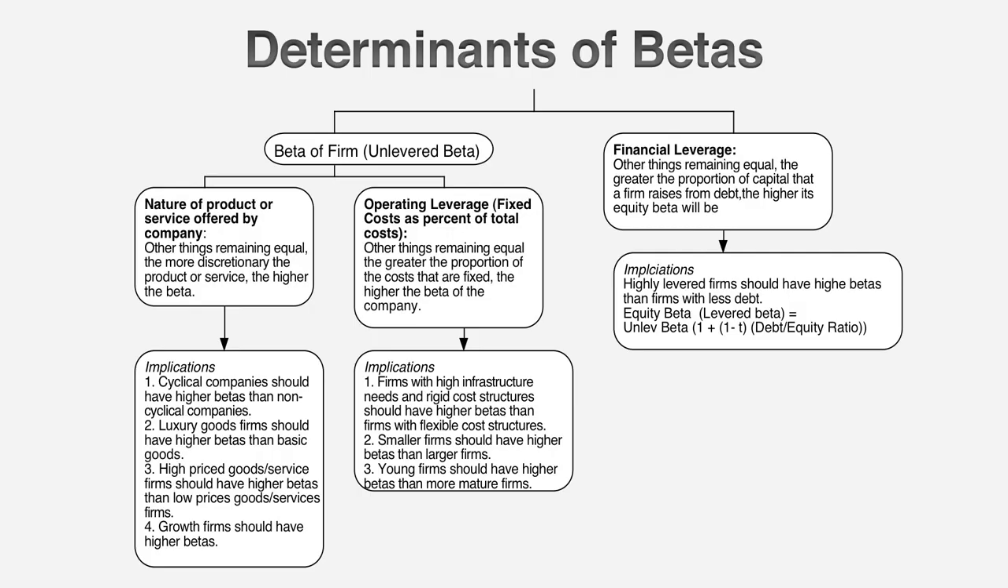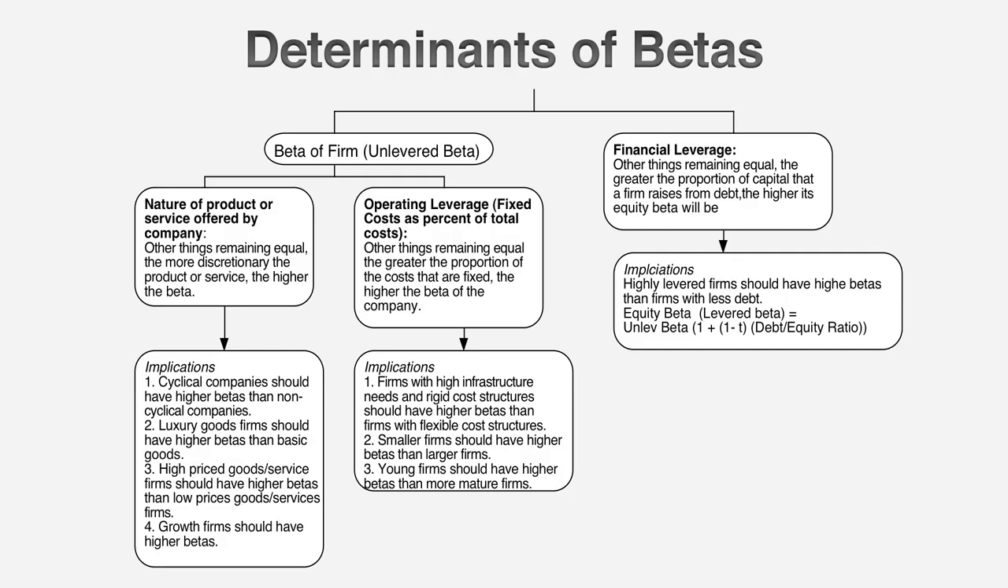Here's the general rule. The more discretionary your product or service is as a company, the higher your beta will be. You say, what do you mean more discretionary? If your customers can live without your product, they can delay or defer buying it, you should have a higher beta than if you produce a good or service that's an absolute necessity. A grocery store should have a lower beta than Tiffany's. So that's the first building block for beta. Think about what your company does.